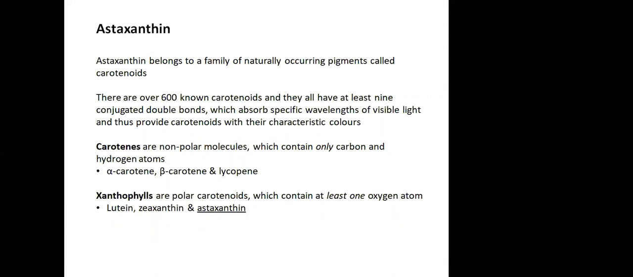So we've got our carotenoids, we've got carotenes, which are molecules that only contain carbon and hydrogen atoms. I'm not going to go too much into the molecular aspect of it. But the carotenes include things like alpha carotene, beta carotene, and lycopene. And then we move on to the group that contain oxygen atoms. We break these down primarily into lutein, zeaxanthin, and astaxanthin. Sorry for my pronunciation there. I bet that's the last time I have to say that. But anyway, today's focus is really going to be about astaxanthin.